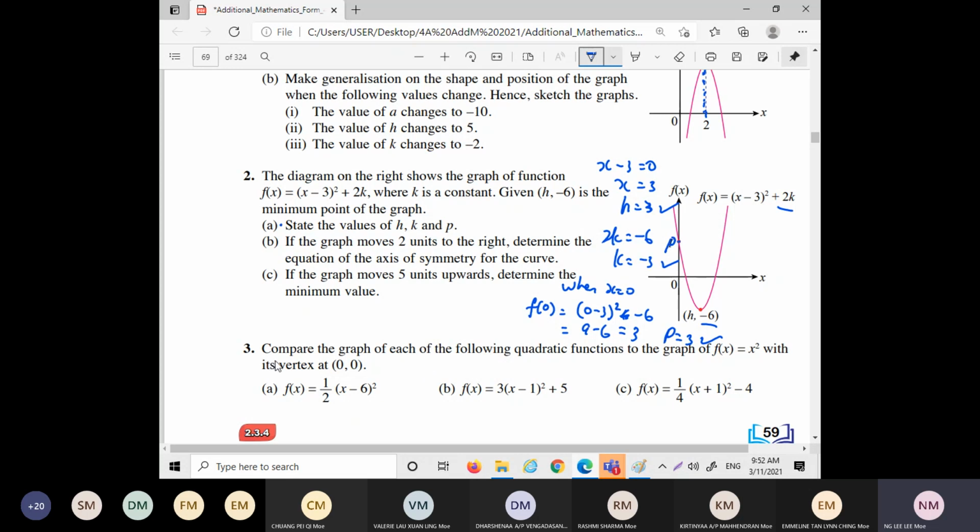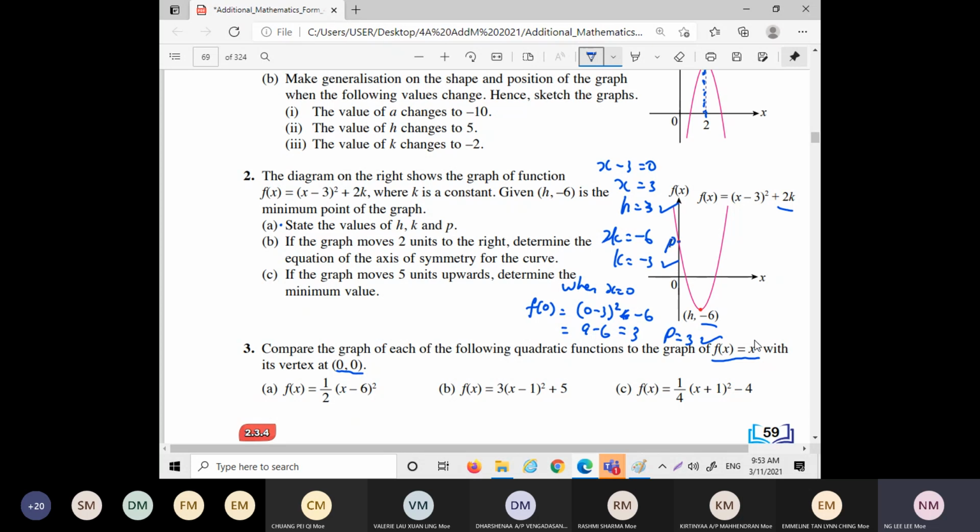Next, look at number 3. Compare the graph of each quadratic function to this graph, with each vertex at (0, 0). This graph is in vertex form. You want to compare with this, but this one looks so empty. What is the A, what is the H, and what is the K here?